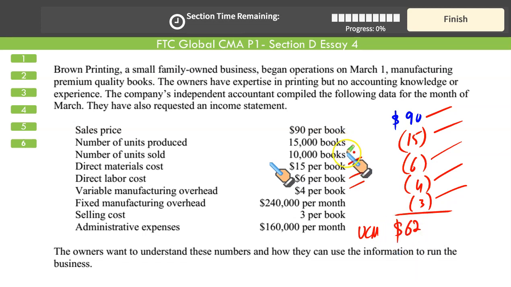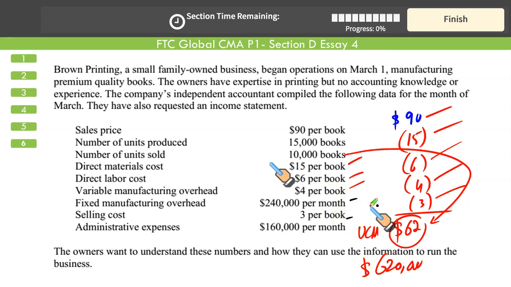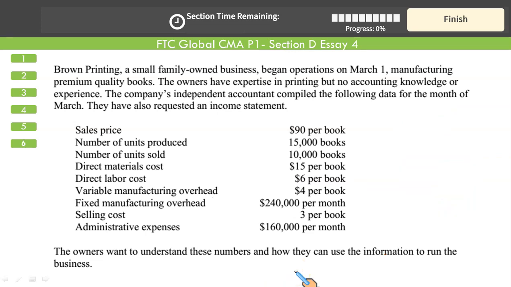How many units did you sell? You sold 10,000 units. You can give the whole of this information in a paragraph form. Doesn't matter, as long as your working is correct. So $62 is the contribution per unit, and you have sold 10,000 books. It means the total contribution you have earned is $620,000. From this contribution, you need to deduct these 2. 620 less 240,000 for fixed manufacturing cost, less 160,000 for administrative expenses. Deducting these 2 gives you $220,000 of operating profit, and I think that is what you have in the next slides.